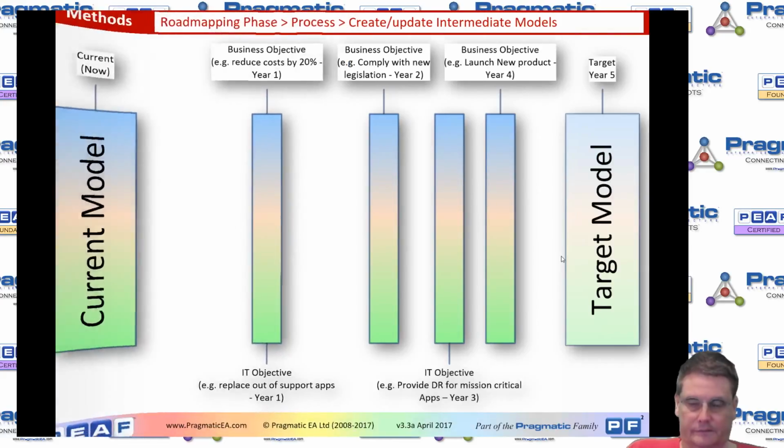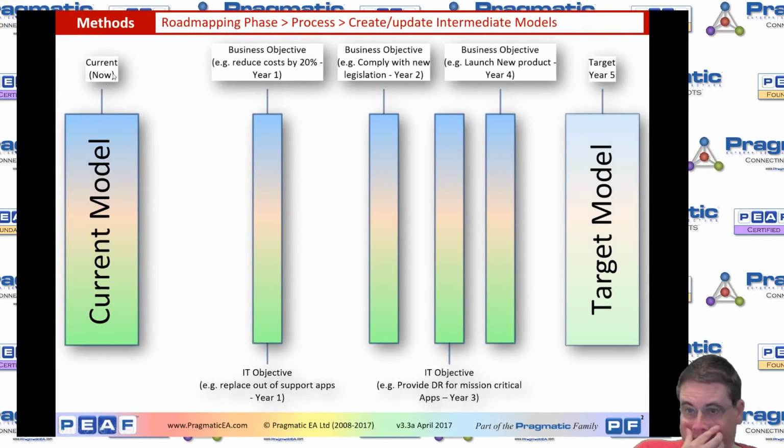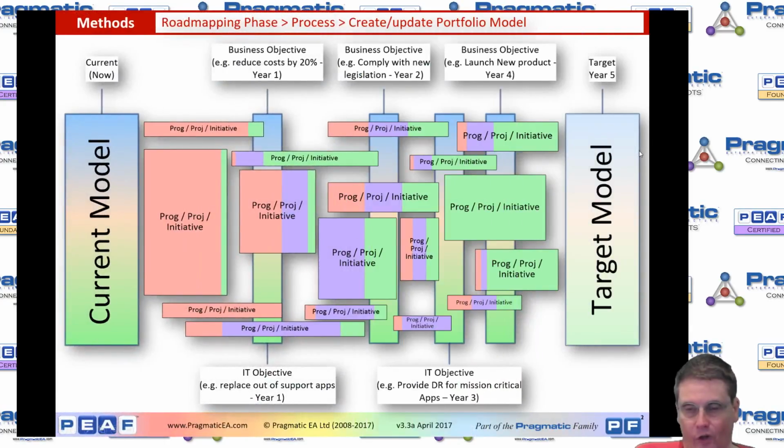Let's try that again. So we have our current model and we have our target model. These are structural models, and we need to create intermediate structural models at particular points in time that satisfy business and IT objectives that flow from the business strategy. And then on top of that, once we've figured out what these structural models are, we figure out what programs, projects and initiatives we have, which will get us from our current model to our target model.